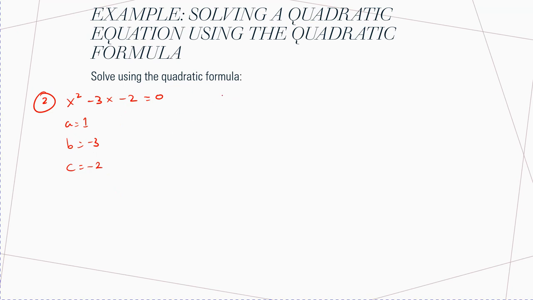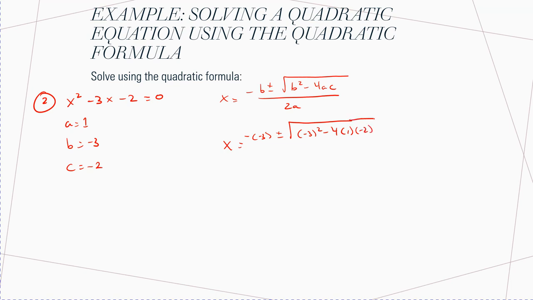So you're just going to go x is equal to negative b plus or minus the square root of b squared minus 4 times a times c all over 2a. So just plug it in and go. So x is equal to, and you have to be careful here, this is negative 3. So it's negative 3 plus or minus the square root of negative 3 squared minus 4 times 1 times minus 2, which is c, all over 2 times 1.